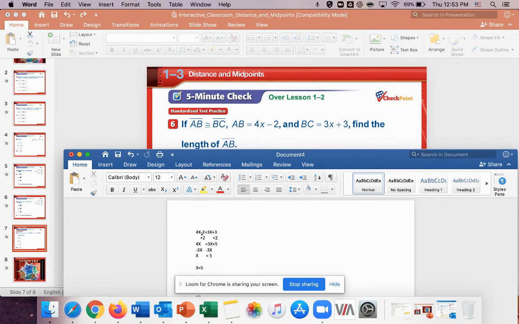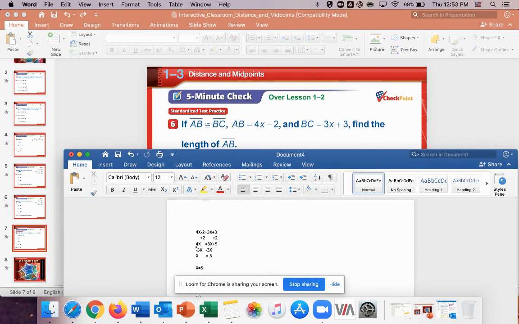Then you solve. You want to get rid of this negative 2, so you add 2 to both sides. Because remember, whatever you do on one side, you got to do on the other. So the best way to get rid of negative 2 is to add 2. 4x minus 2, add 2 to both sides. They cancel out. Add 2 to this side. 3 plus 2 is 5. So 4x equals 3x plus 5.